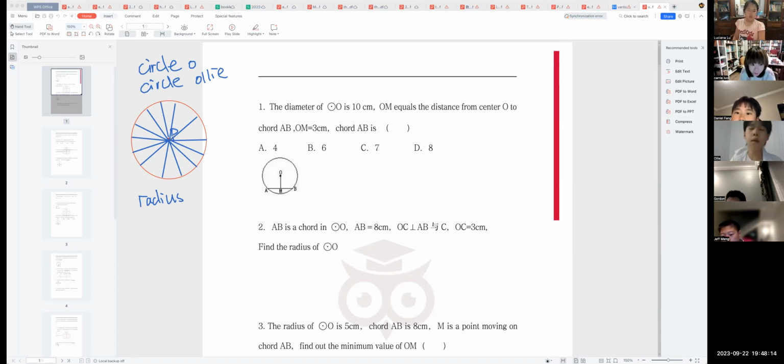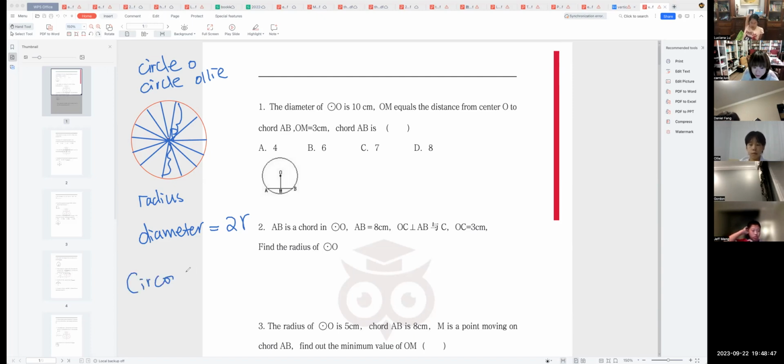So through the center, there is a line starting on one side and going through the center and through again. This one has a name, okay? It's called diameter, okay? Because this is one radius, this is one radius, so the diameter equals 2 radius. Understand, everybody?